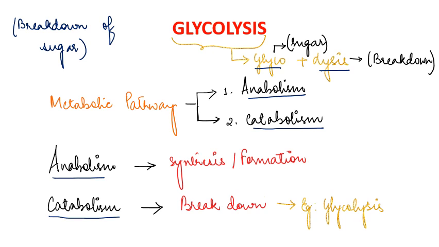So we can say that glycolysis is basically the breakdown of sugar. So we can give the example of glycolysis in the catabolism pathway, right? Glycolysis will be an example of catabolism, because here the breaking down of sugar molecules takes place.